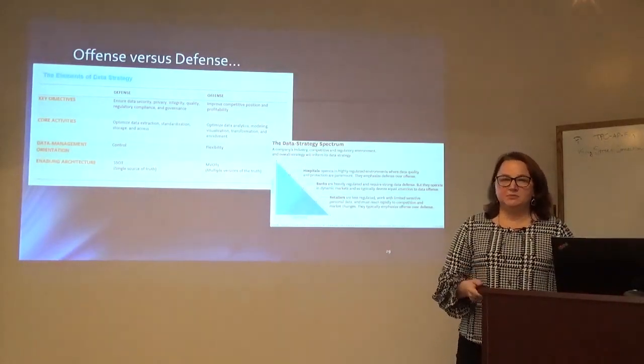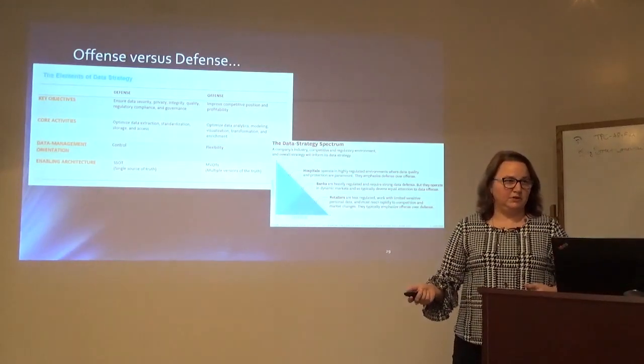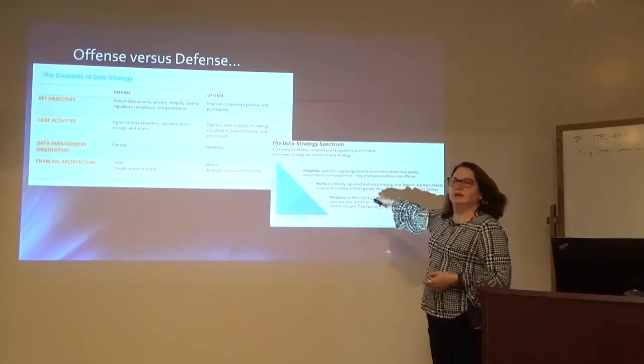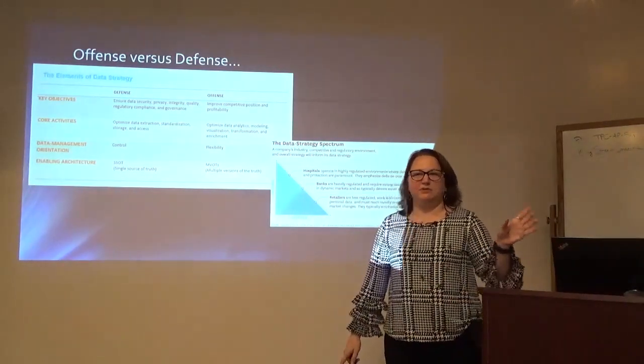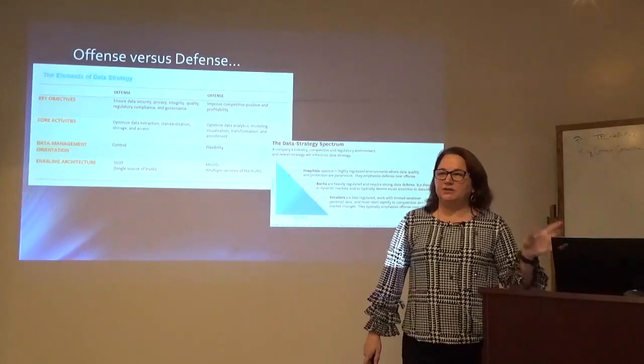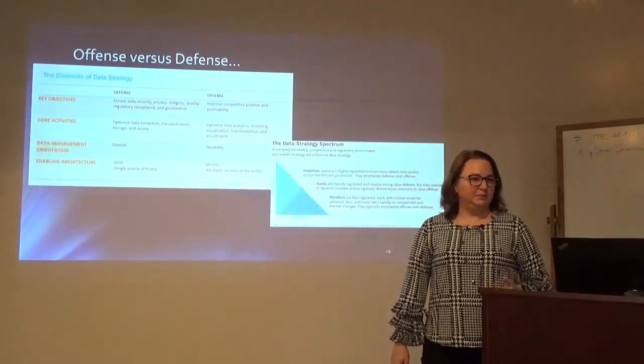So some teams and some companies need more defense than others. So the examples that they put are hospitals. They're highly, highly regulated. They have to be really focused on defense. So you get into banking, you also have very highly regulated. They have to also focus on defense.